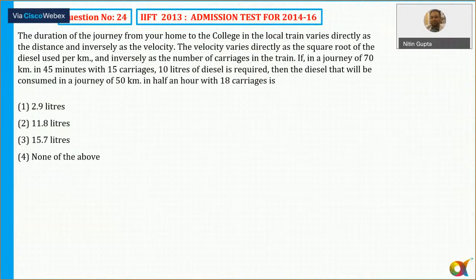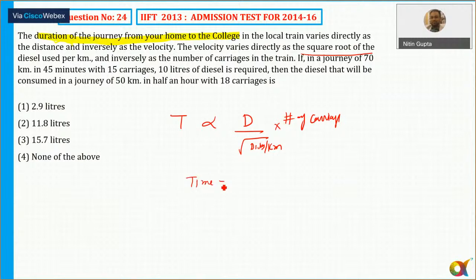Now this is also based on ratio, proportion and variation. It says the duration of the journey, so it means it is talking about time, in the local train varies directly as the square root of diesel used per kilometer, and inversely as the number of carriages. So carriages will go to the denominator. If I remove the proportionality sign, I'll get a proportionality constant, that is time equals k times the square root of diesel per kilometer divided by carriages.